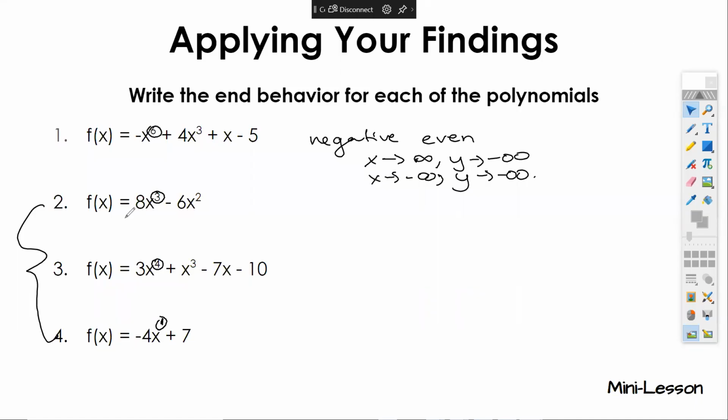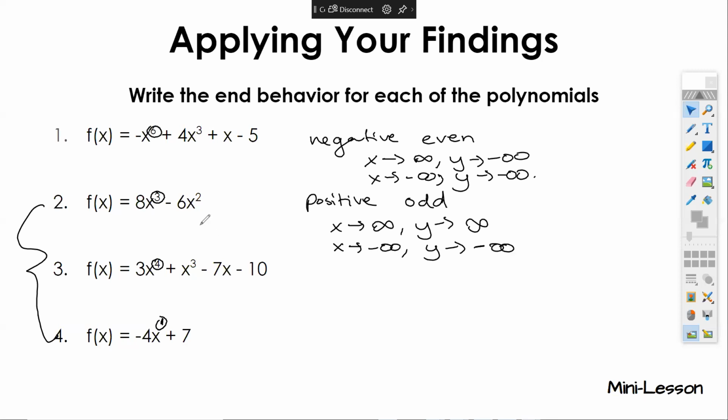All right, so let's talk about this next one. Is it positive or negative? And is it odd or even? Now looking at your chart, as x approaches positive infinity, what's happening to y? It goes to positive infinity. As x approaches negative infinity, what's happening to my y? It's positive odd, so this is going to be negative infinity. Remember, this looks like this. So looking to the left, it's going down. Looking to the right, it's going up.